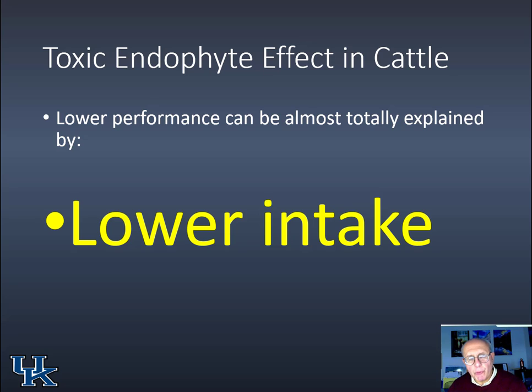I do want to repeat this point, because this point and the fact that lower intake explains the lower performance in cattle due to the toxic endophyte. Since lower intake is the major driver for negative animal performance, outside of the prolactin system and some other things, then anything we can do to get more nutrition in cattle or other ruminants is going to offset the negative effects of the toxic endophyte.